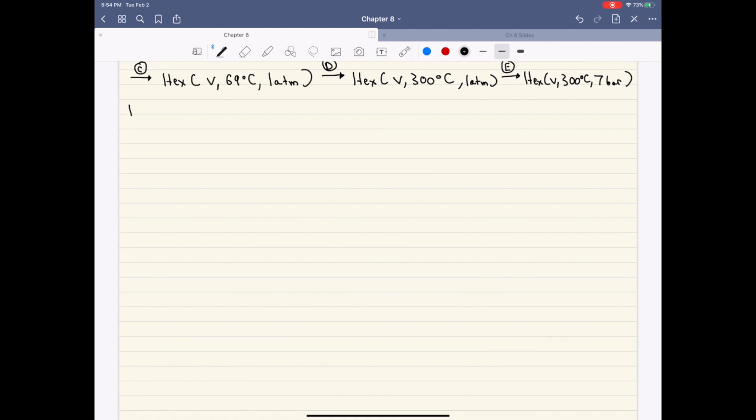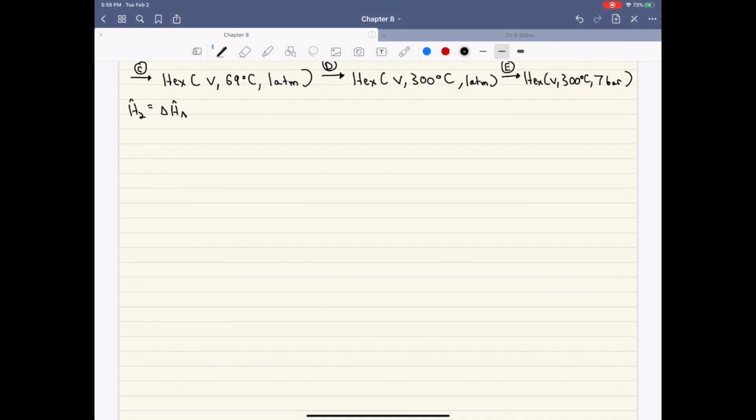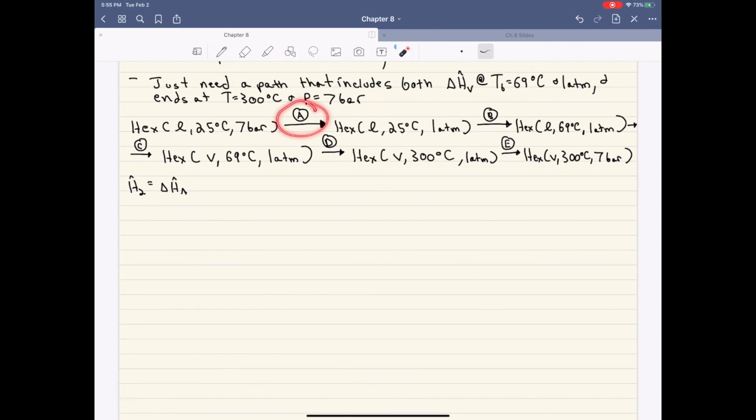In any case, to calculate our H2 specific, what we're going to do is go back to Chapter 8. We're going to calculate the enthalpy change that's associated with each of these steps. Okay, so delta HA plus delta HB plus delta HC plus delta HD plus delta HE. Alright, and so let's figure out how to calculate each of them.